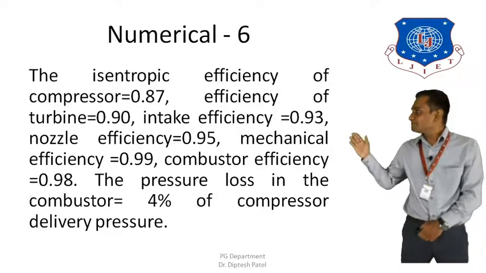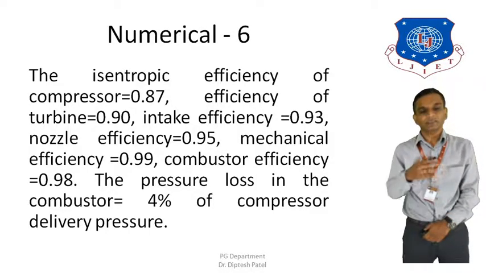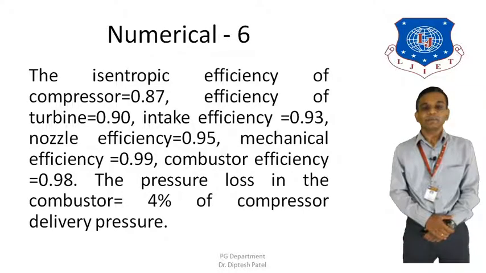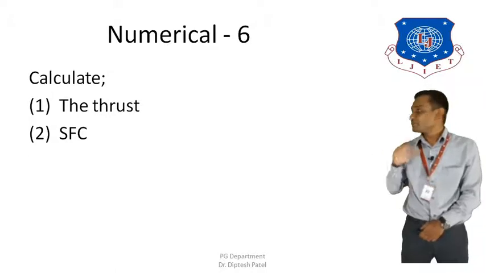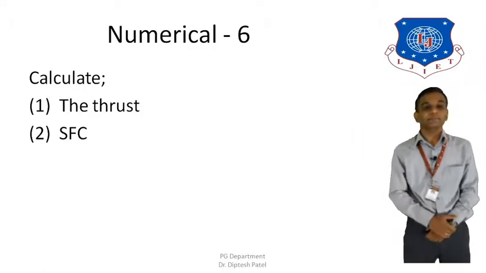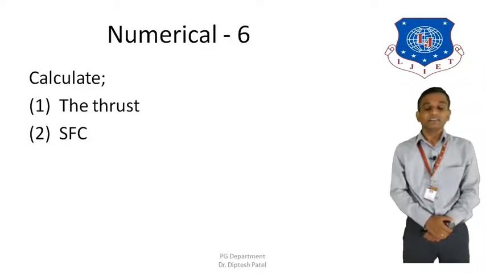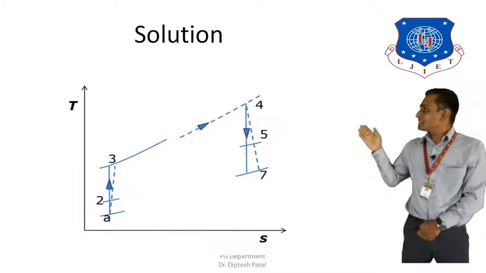Here the pressure loss in the combustion chamber is 4 percent, since because of friction a certain amount of pressure loss takes place, and that would be 4 percent of the compressor delivery pressure. So these are the different values given to us, and on the basis of that we need to calculate the thrust and the specific fuel consumption. Specific fuel consumption is the amount of fuel needed to generate the thrust in a particular unit time, right? So let's start with the TS diagram.